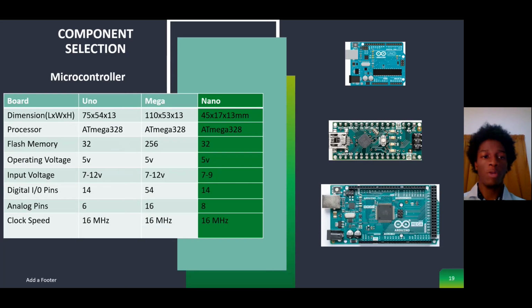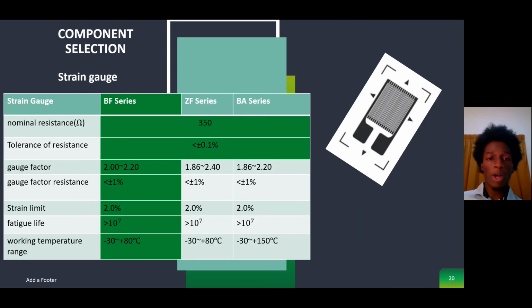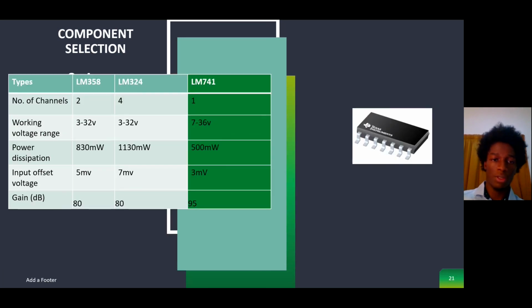So the very first component we're going to be looking at to select is the microcontroller. The reason why we selected Arduino Nano is because of the form factor. It's small in size, which can then be used for the wireless sensor. So with regards to the strain gauge, the BF series, ZF series, and BA series are all similar in alike. So we just elected to go with the one with the least variance within the gauge factors.